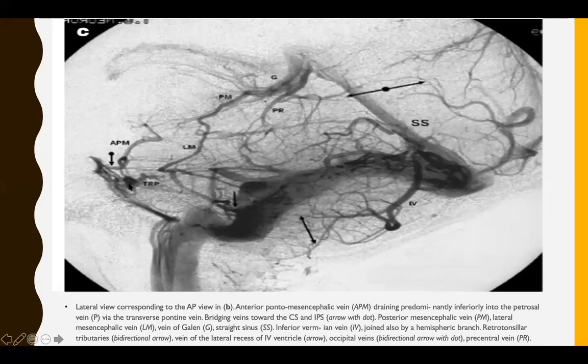Here we are nicely depicting the transverse pontine veins. The anterior pontomesencephalic veins' connection with the petrosal veins is via the transverse pontine veins. And here we are seeing some of the occipital veins. Here we are able to see some of the retrotonsillar tributaries, which will join the extracranial veins, and nicely depicted is the vein of the lateral recess of the fourth ventricle.